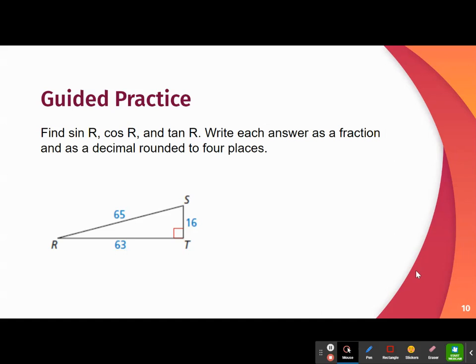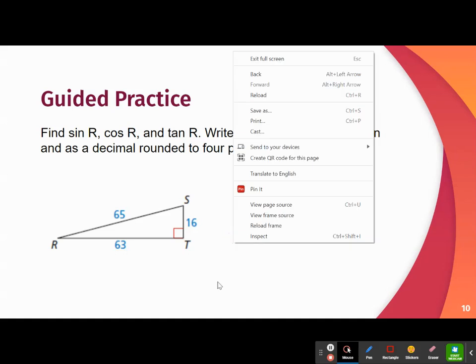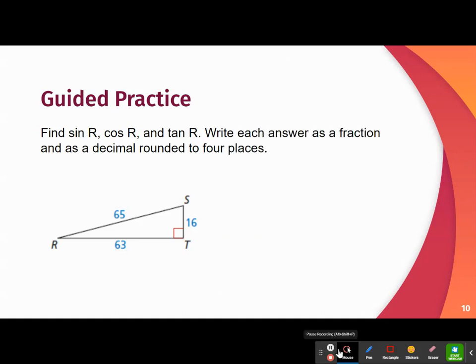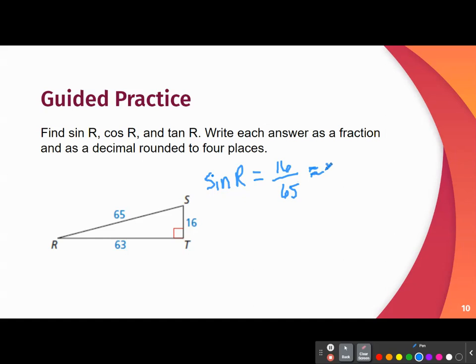Perfect. And now do 16 divided by. Let's do this one here. What did you get for sine of r, Bailey? 16 over 65. 16 over 65, and what was that as a decimal? 0.2462. Is it approximately? Yes.